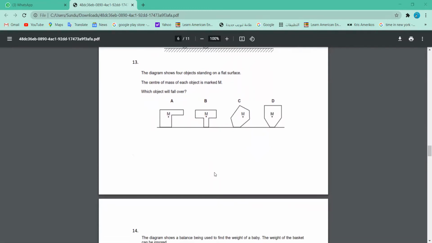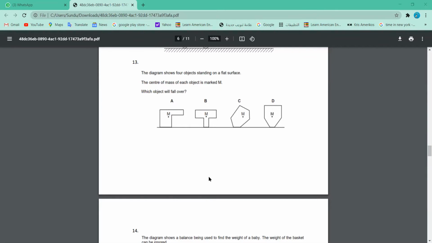Now, again, in all these 4 objects, what you will do is draw a downward line through the point marked M, and see if it is passing through its base. That line should be perpendicular to the horizontal line. If it is passing through the base, then the object is stable. It will not fall. And if it is passing outside the base, then it will fall. So without drawing lines, mentally, just by looking at these 4 pictures, tell me.